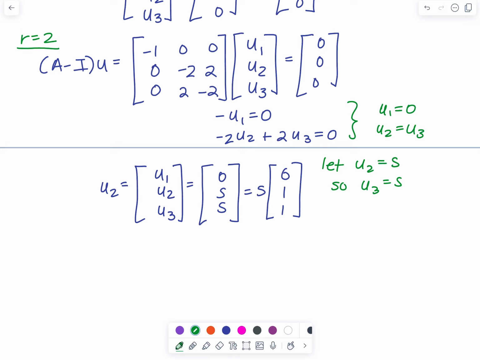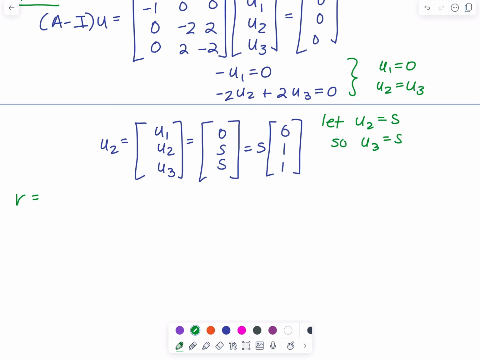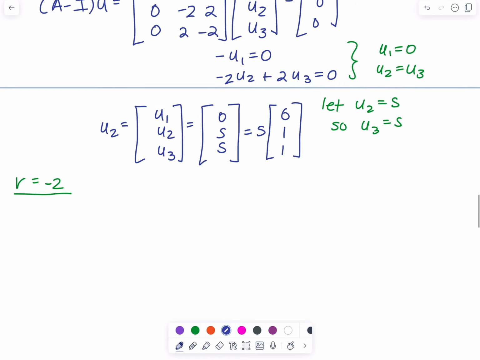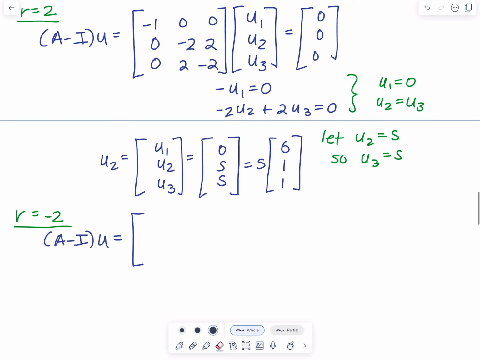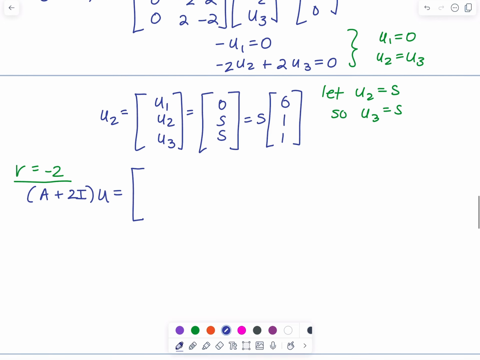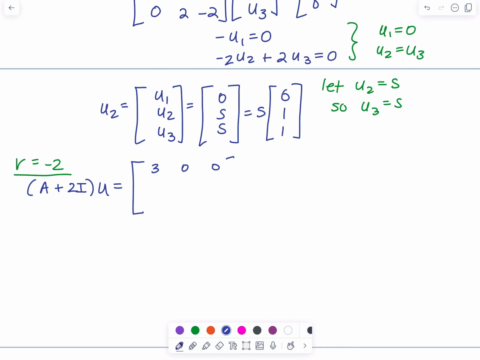Okay, how about for r equal to negative 2? We'll solve this equation, A minus rI multiplied by u, and now we have our matrix. Whoops, I can see that I made a mistake right here. This should have been a minus 2I, and of course now we have a plus 2I. Let's write that out. So we have the matrix 3, 0, 0, 2, 2, of course multiplied by our u vectors is equal to 0.